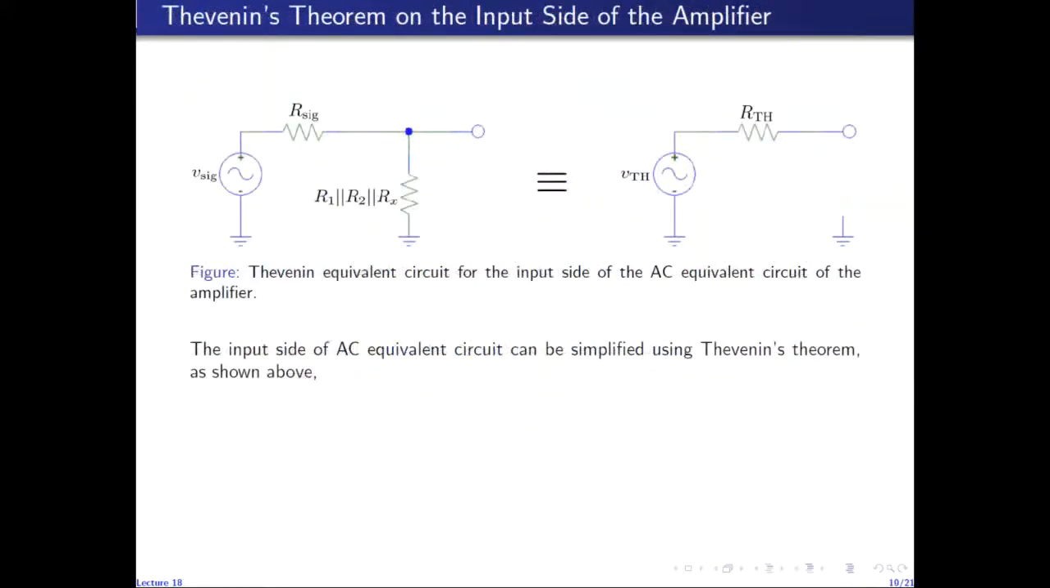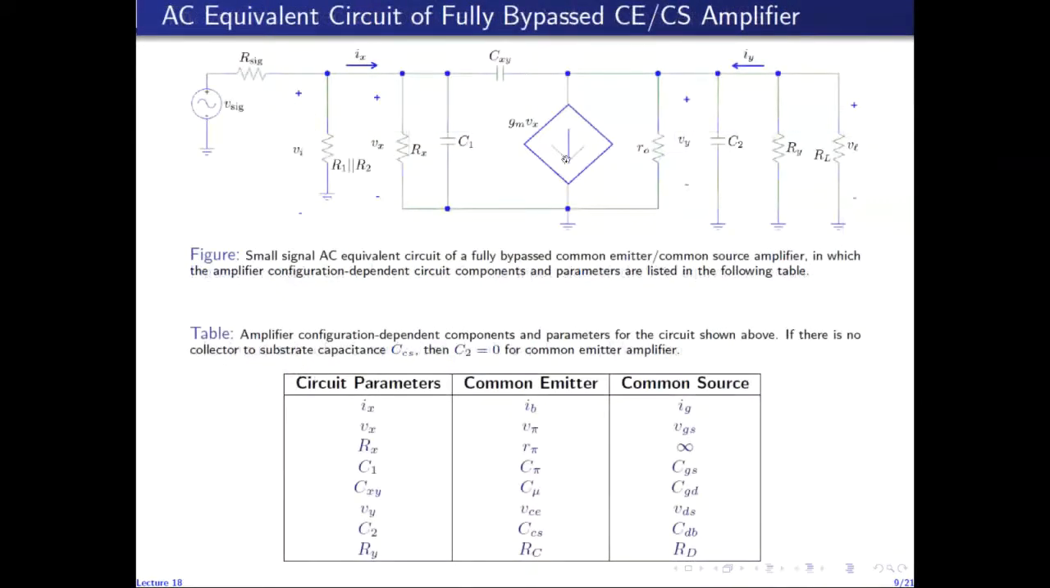So before proceeding, we noticed that this portion of the network, that is this signal R-sig, this resistance, and this resistance Rx, we can separate this part of the network from the rest of the circuit, and we can find a simplified Thevenin equivalent circuit for this network.